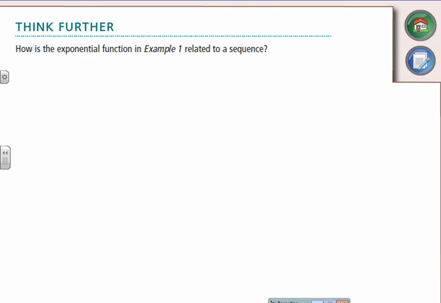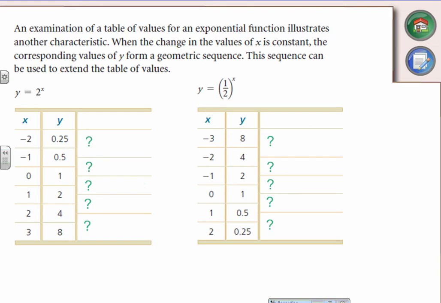All right, hopefully you wrote something down here. Let's explore that, because that's an interesting topic. Examination of a table of values for an exponential function illustrates another characteristic. When the change in the values of x is constant, meaning going up by 1 or up by 2 or whatever, the corresponding value of y forms a geometric sequence. So what this is saying is an exponential function and a geometric sequence go hand in hand. They are extremely related to each other.